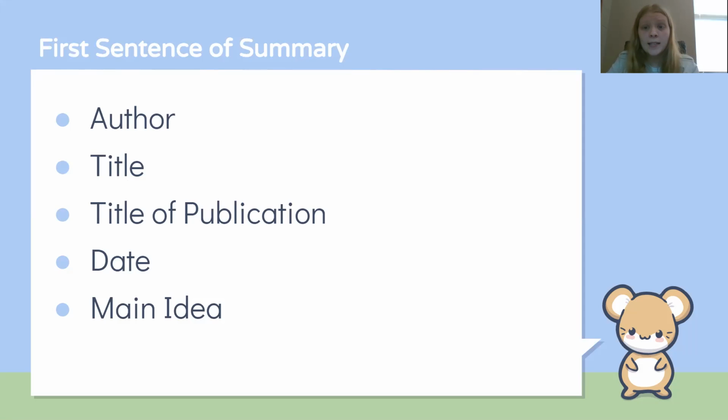This is not the date you accessed it. It's the date that it was published. Again, not everything has that information, but if you do have it, it needs to be in the first sentence. And then the main idea. It seems like a lot, but the good thing is once you get the hang of adding all of this into one sentence, it gets really easy, kind of formulaic even, where you just write it out, you're done, and it helps you frame the rest of your summary paragraph.